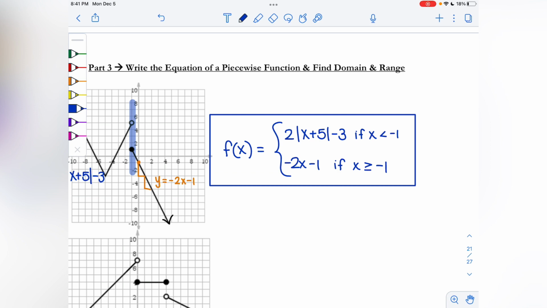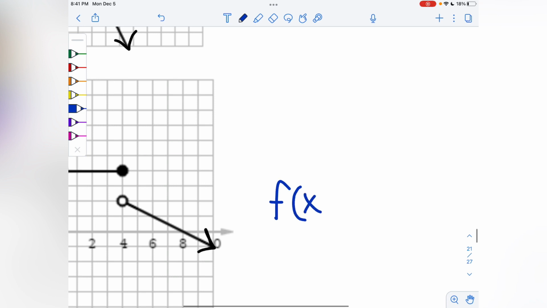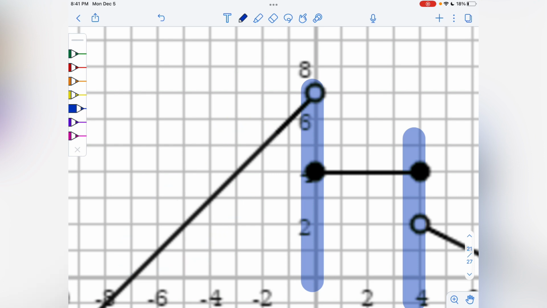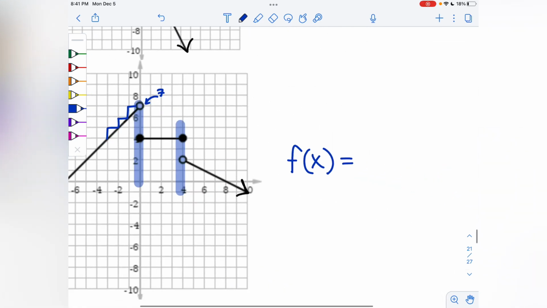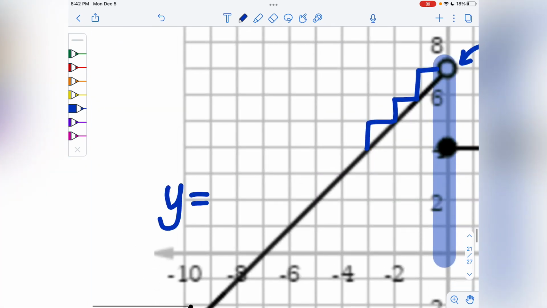Okay, last but not least, this one is going to have 3 chunks. So f of x equals, there is a breaking point at x equals 0, and there is also a breaking point at x equals 4. All right, these are all linear, so it shouldn't be too bad. This first one, let's see, the slope is +1, up 1, right 1, up 1, right 1, up 1, right 1. The y-intercept is at 7. So the equation, I'm going to write it right here, is y equals 1x plus 7.